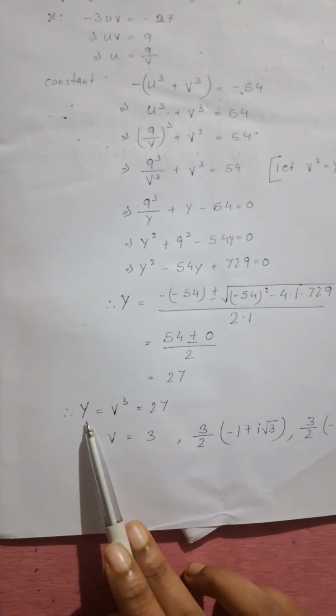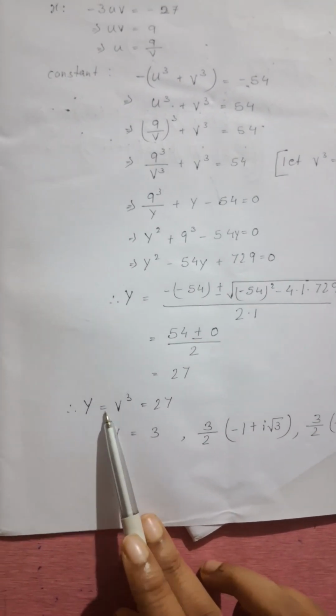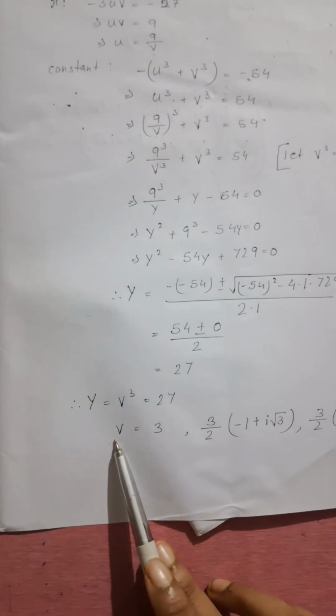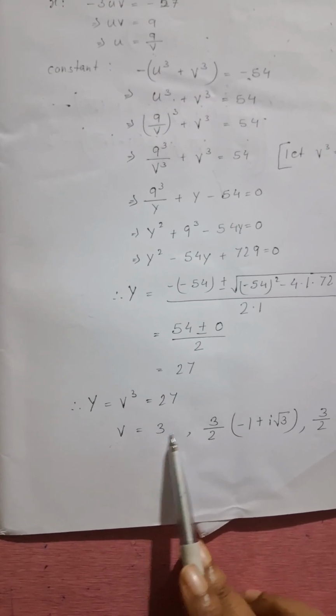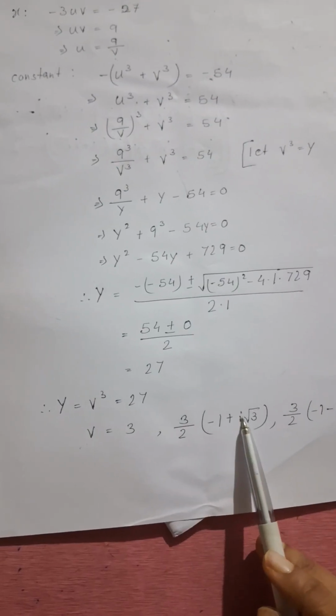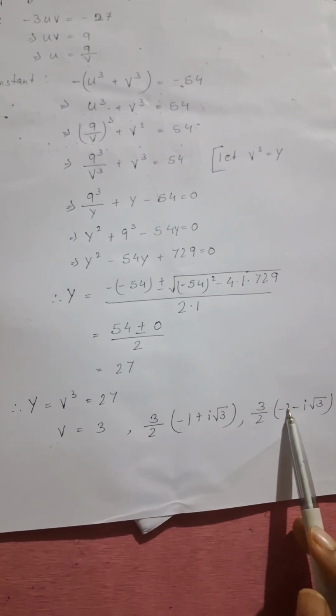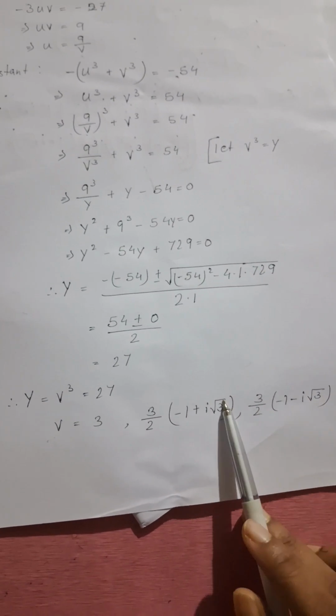Since we let v cube equal to y, y equals v cube equals 27. So v equals 3. And we know that if 3 is one root, then 3 by 2 into minus 1 plus i root 3 and 3 by 2 into minus 1 minus i root 3 are the other roots.